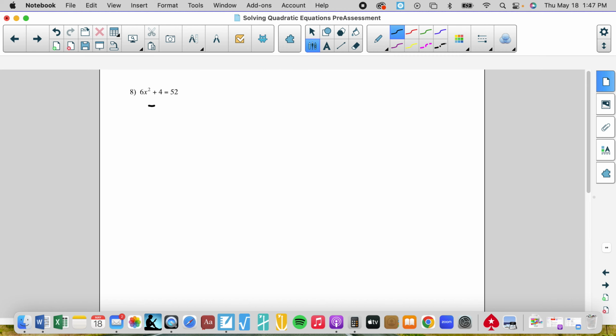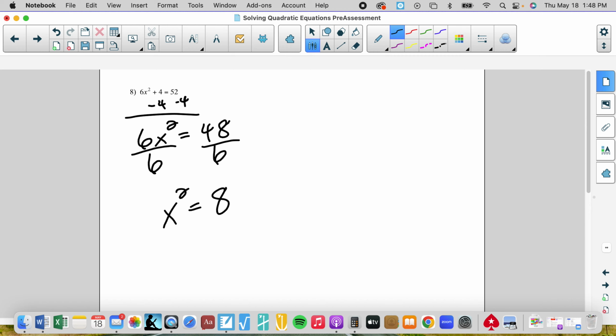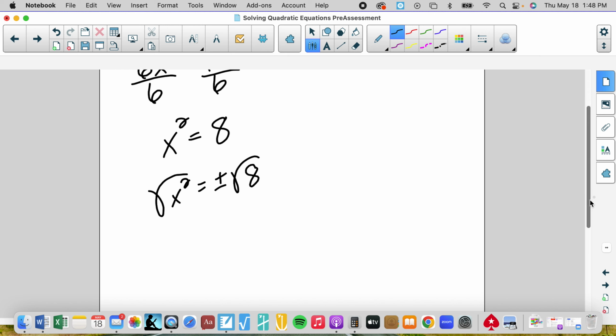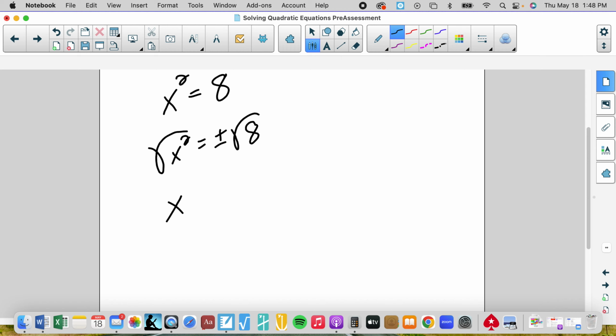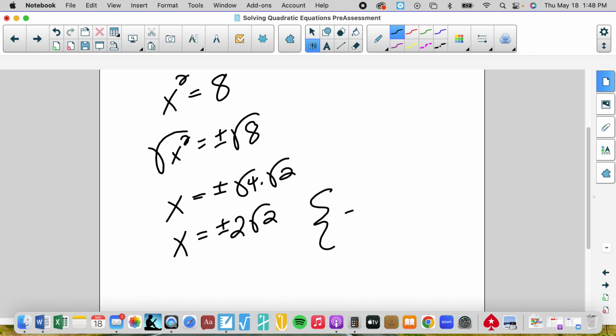Let's get rid of things being added and subtracted first. I almost made a mistake there. We get 6x squared equals 48. Divide by 6. We get x squared equals 8. 6 times 8 is 48. We're going to take the square root. Plus or minus rad 8. 8 is not a perfect square, but we can break it down into rad 4, rad 2, and we get plus or minus 2 rad 2 as my solution.